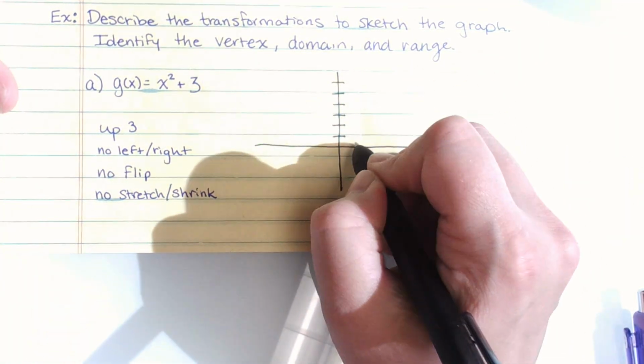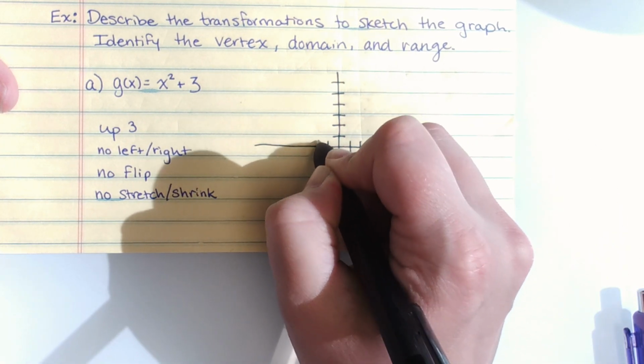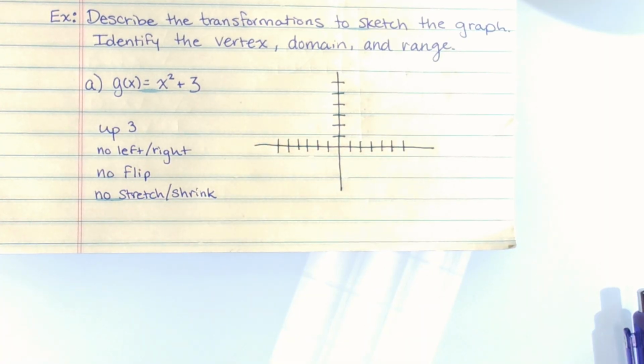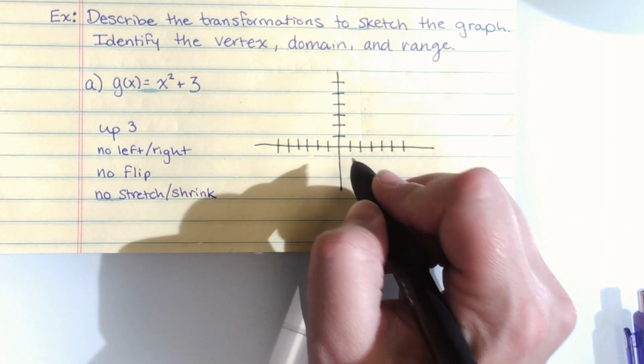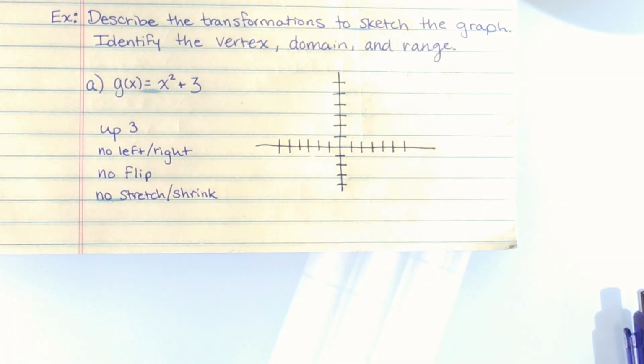Make sure on your graphs you are putting tick marks on the axes. I will assume you are counting by one unless you put numbers on them.